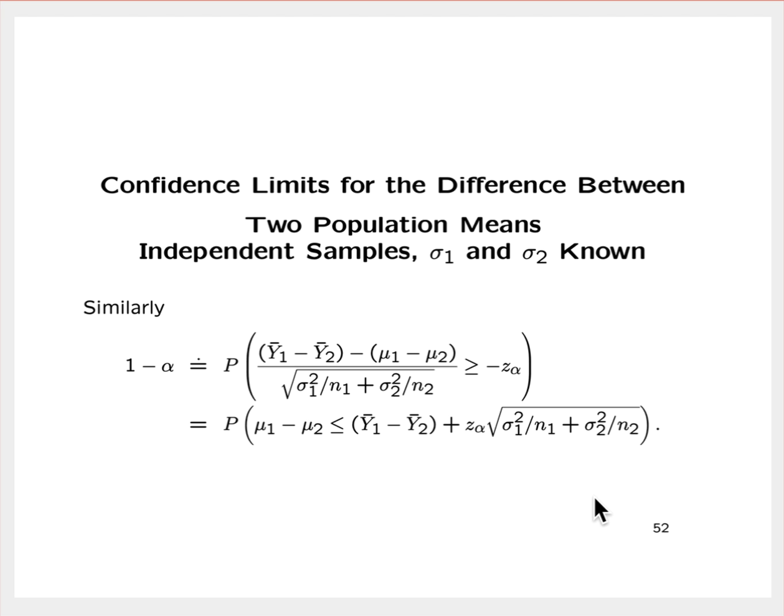Similarly, we can come up with a probability statement for the event that this standardized version of the difference in sample means is greater than or equal to negative z sub alpha, and that probability is 1 minus alpha. We can then rearrange the event inside the parentheses to get mu1 minus mu2 on one side of the inequality by itself. And so we get this probability that mu1 minus mu2 is less than or equal to this random variable, where instead of subtracting this quantity from the difference in the sample means, we're adding it. You see that right there. And because these events are equivalent, they have the same probability of 1 minus alpha.